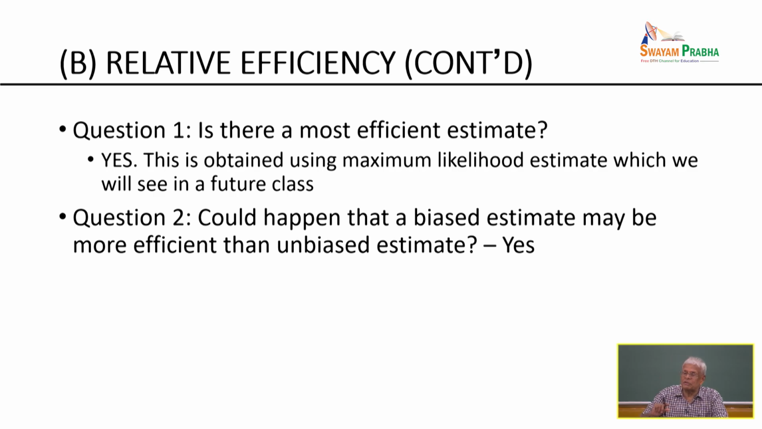Once you know something is better, we would like to be able to get to the bottom of that. So, the answer is yes, and this is obtained by what is called the maximum likelihood estimate, which you will see in a future module. The maximum likelihood estimate is the most efficient estimate, and that was a result proved by Fisher. He proved these results in the early part of the 20th century. He is one of the founding fathers of modern statistical analysis.